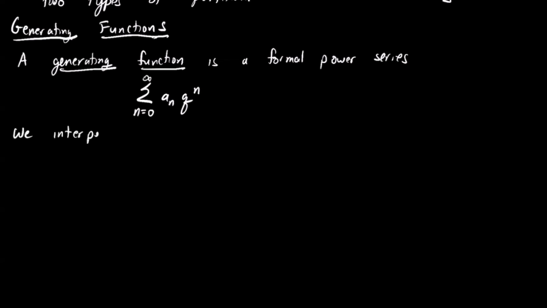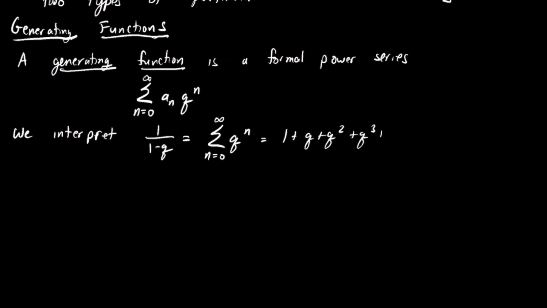So anytime we see a 1 over 1 minus q, we'll just interpret this as our geometric series. So this is going to be the sum of q to the n, where n goes from 0 to infinity. And if we write out the terms, this is just 1 plus q plus q squared plus q cubed, so on and so forth.